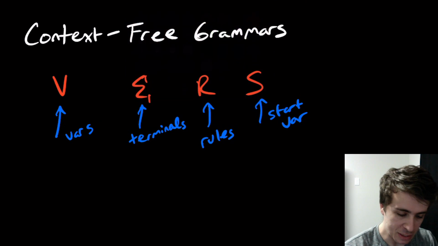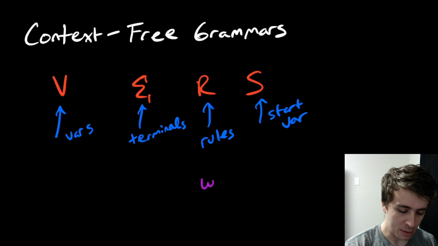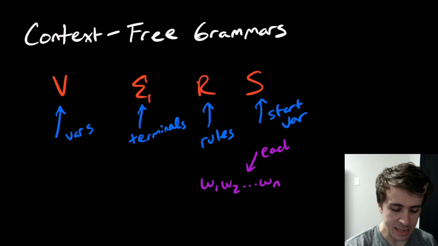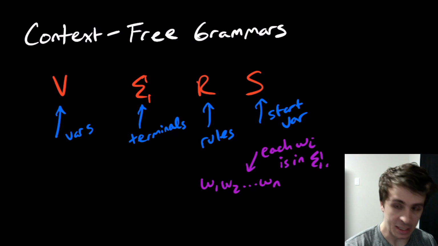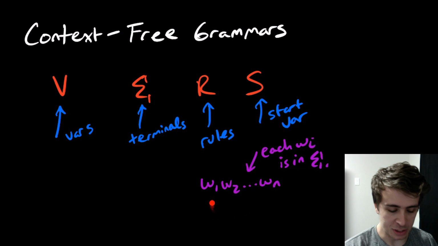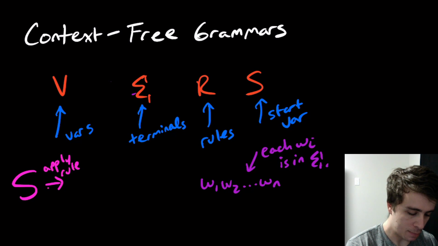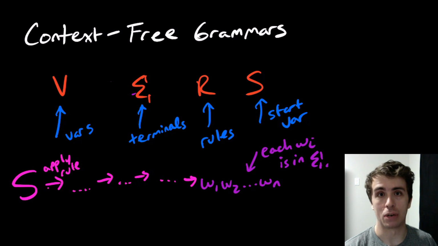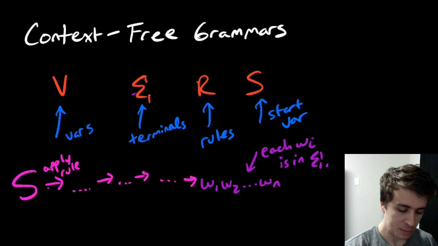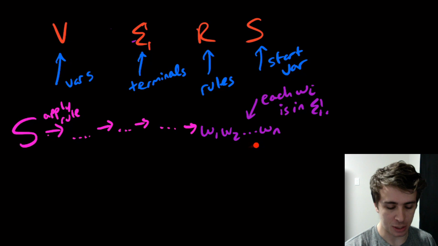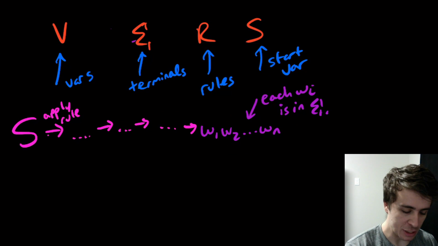So the idea behind this is that let's say we wanted to make a string W1, W2 up to Wn. Each Wi right here is in this alphabet sigma, so each of these is just a character from this set of terminals. What we do is we start with S, the start variable, and we apply a rule, then we get something, then apply another rule, then get something, apply a rule, and then hopefully get the string at the end. If there is any way to get from S to the string that we want, then we will call this process yields.